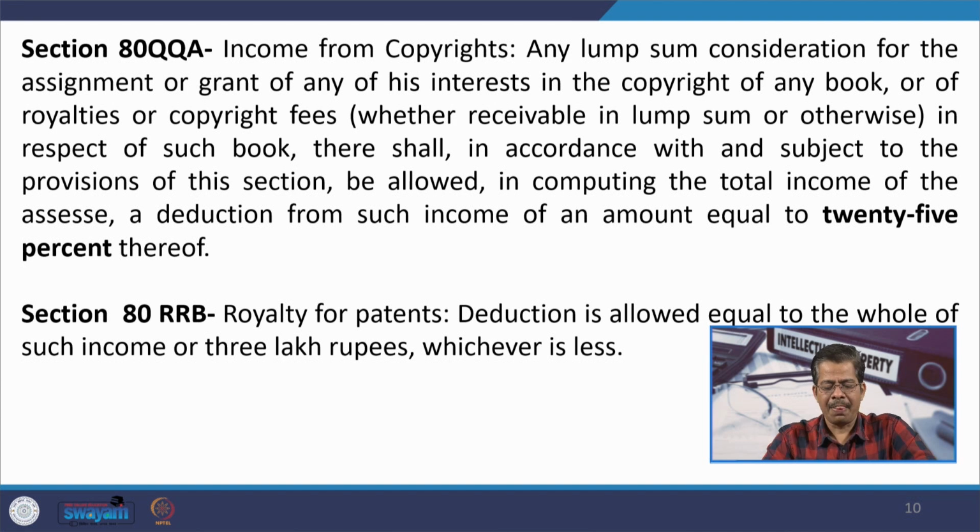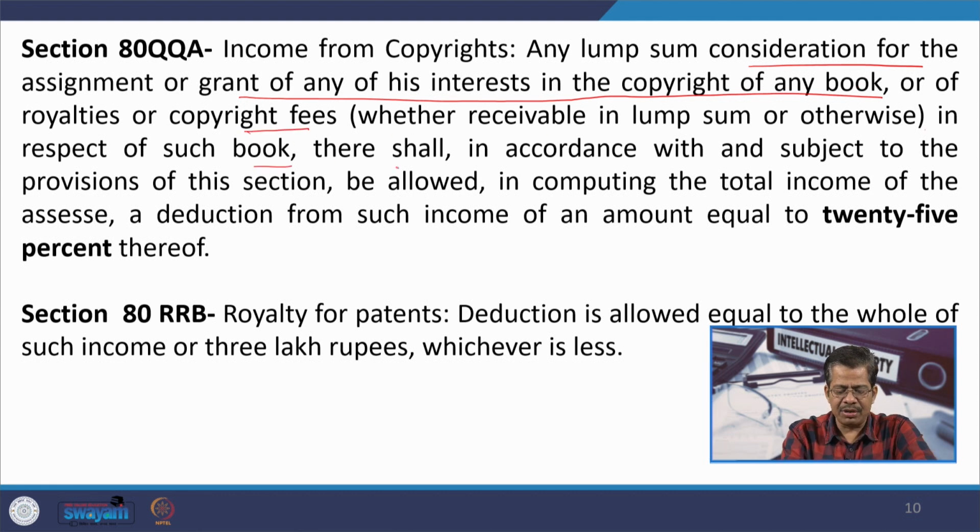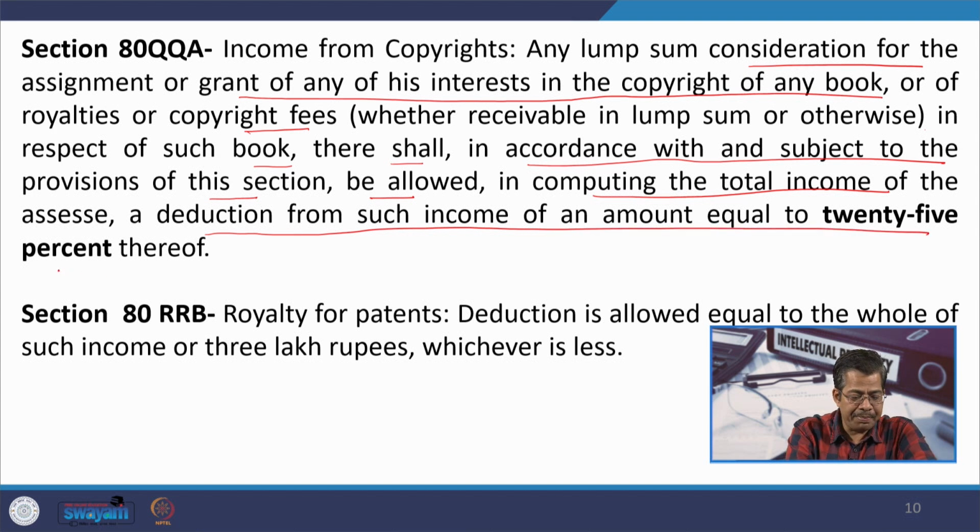Section 80QQA is about income from copyrights. The IP right which is available to you for the longest period is the copyright. Any lump sum consideration for the assignment or grant of any of his interest in the copyright of any book, or royalties or copyright fee in respect of such book, subject to the provisions of this section, shall be allowed, in computing the total income of the assessee, a deduction of an amount equal to 25% thereof. So, whatever income you receive in lump sum as a result of your copyright transfer or copyright income will be added to the income of the assessee, and a maximum amount equal to 25% can be deducted as part of the expenditure incurred in that particular copyright. That is section 80QQA.